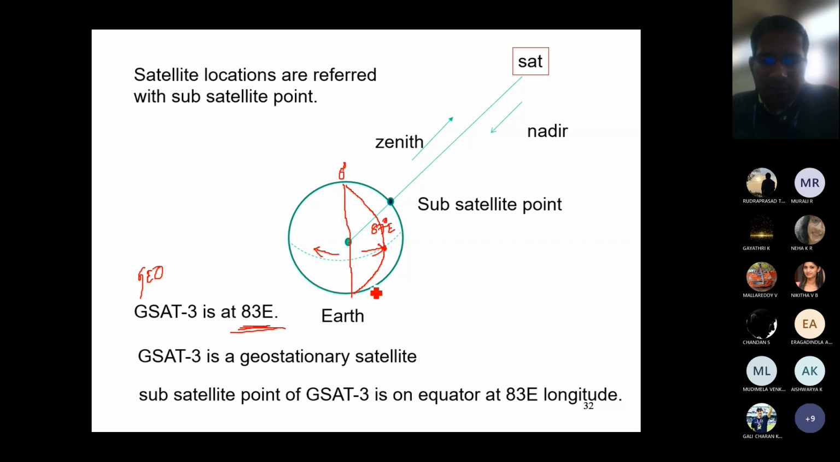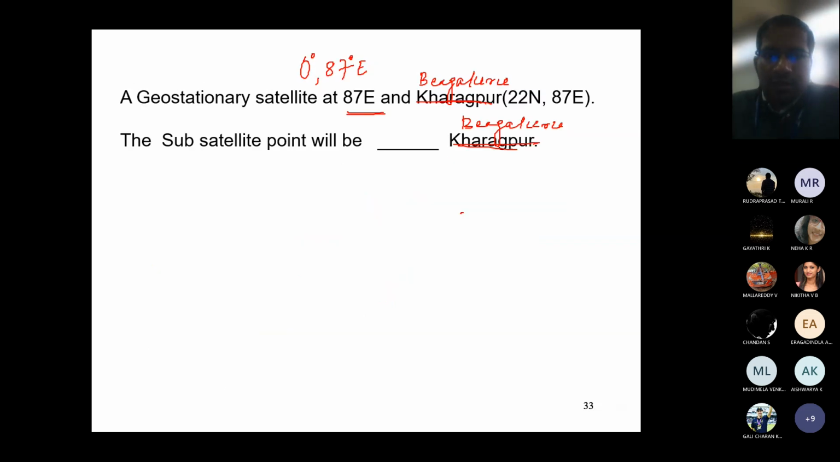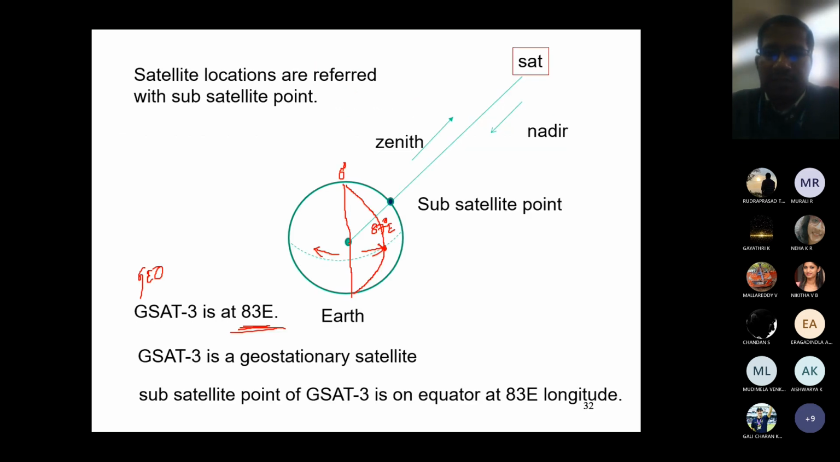All right. Now, what is there in the question? The question is, Bangalore has a coordinate that is 22° north, 87° east. The coordinate of Bangalore is given, that is, the latitude is 22° north. Come back to the previous, and 87° east. So Bangalore is located.